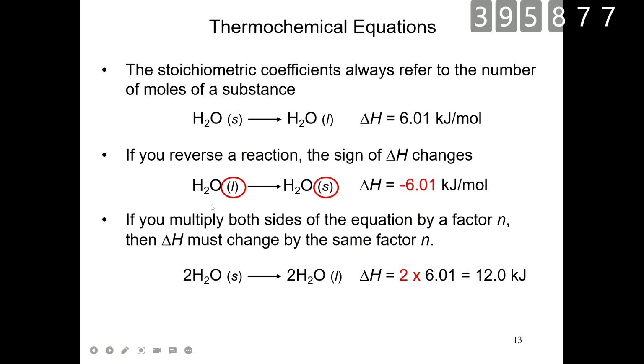And if the reaction is multiplied by a number, for example 2, if 2 mol changes to 2 mol, the enthalpy change should also double.